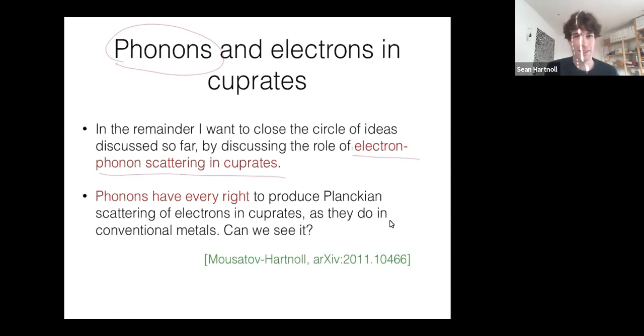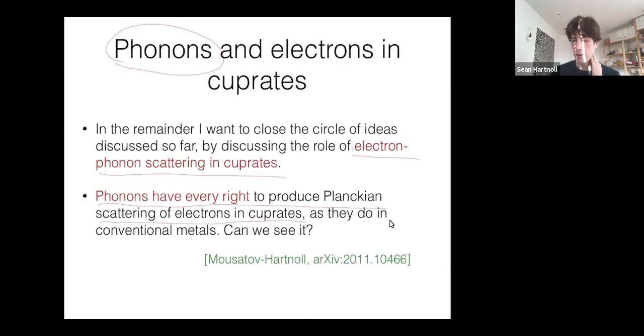So let's start with an obvious fact. Cuprates have a lattice. The atoms of the lattice vibrate. That definitely happens, and these vibrations have every right to scatter the electrons that are moving through the metal. So phonons have every right in cuprates to produce Planckian scattering, just as they do in conventional metals. And so if that's happening, surely we should be able to see that.